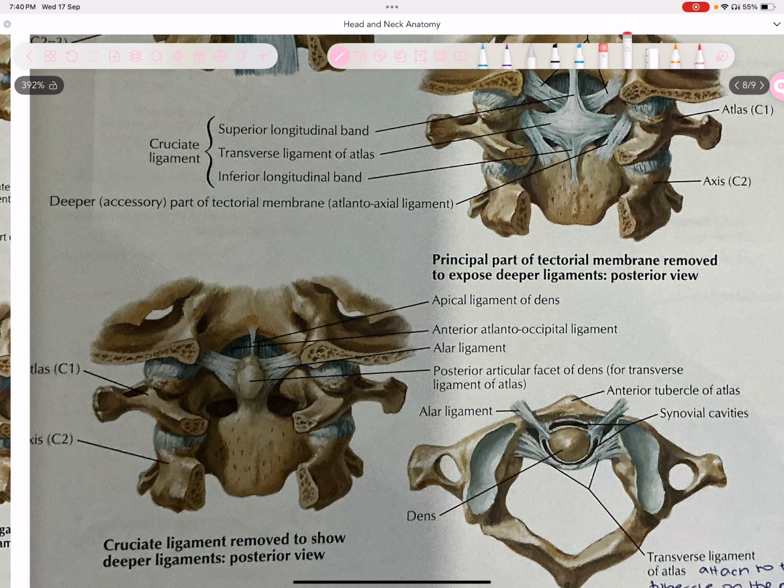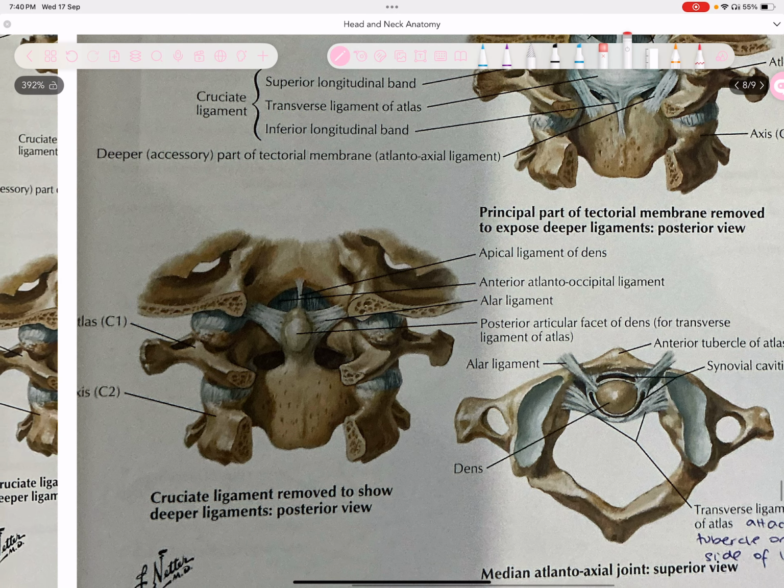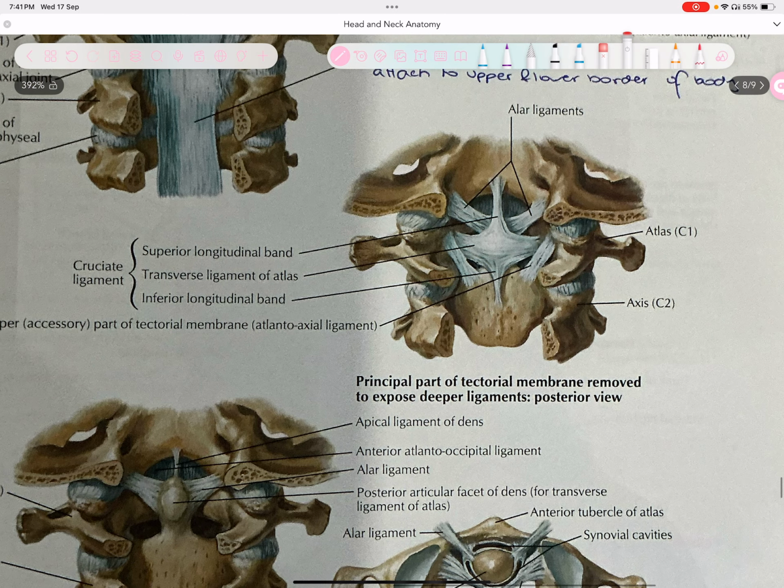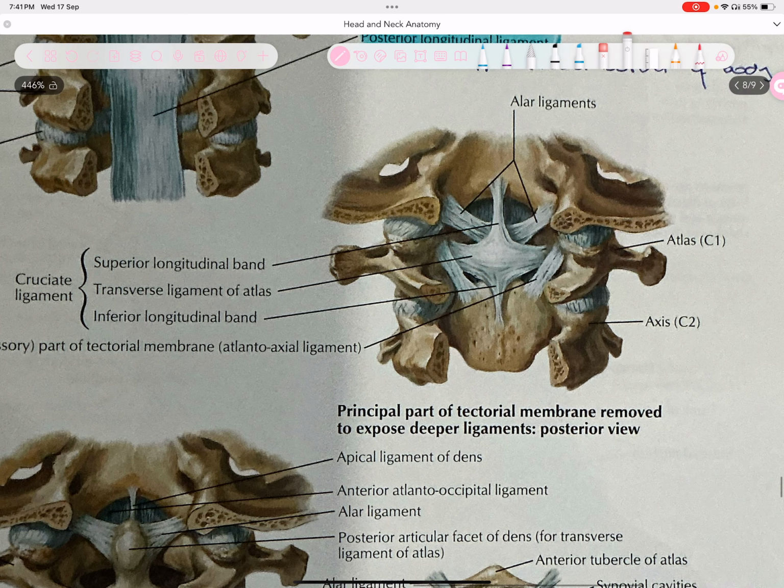Now let's think about all of this and formulate a proper explanation. For example, this is your axis. Somewhere here must be the dens. The posterior surface of the dens has a posterior articular facet that is the site of attachment for the transverse ligament of the atlas, not the axis. Right now this is the axis and the odontoid process is of the axis, but it provides attachment to the transverse ligament of the atlas. So this is the transverse ligament.